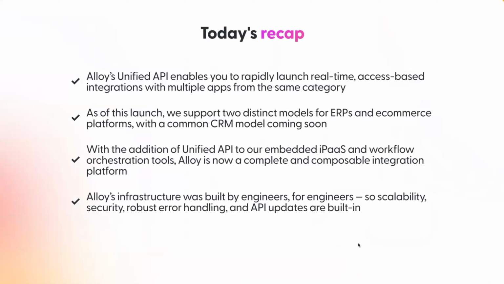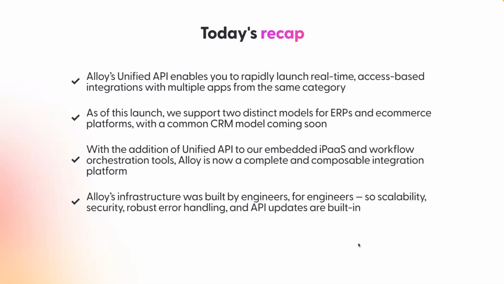Okay. So now that we've taken a look at a full demo, let's recap what we've gone over today. First and foremost, the challenge that Alloy's unified API is designed to solve: it enables you to rapidly launch real-time access-based integrations with multiple apps from the same category. And when we say access-based, think of that in contrast to something that's action-based and embedded iPaaS, where access-based means, hey, I can access this real-time data and present it in my application however I want. Whereas action-based would be, okay, now we have this integration, let's build a complex workflow that helps my user automate a key process, right? So that's the way to think of the distinction there.